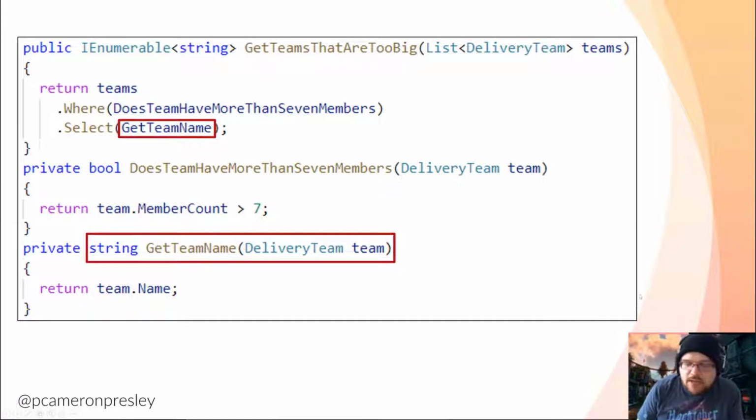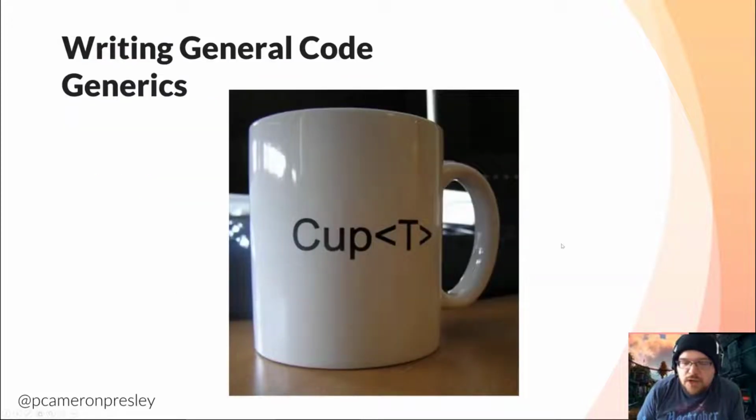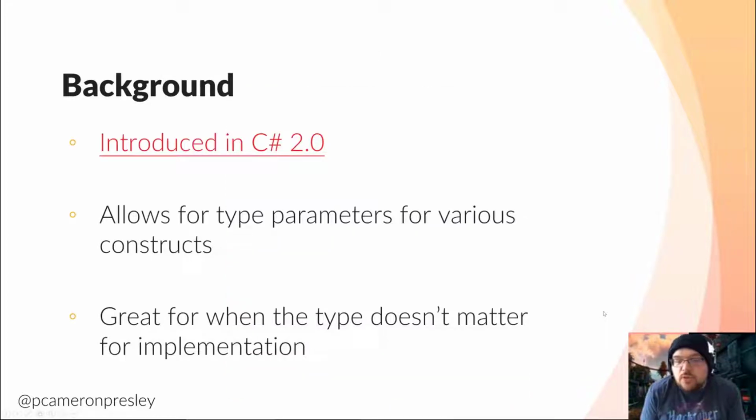So now that we've got funcs taken care of, let's go into generics, right? So cup of tea, if you will. Generics were introduced back in C# 2.0, so they've been around for a while. And generics are kind of cool because they allow you to parameterize your constructs now with types.